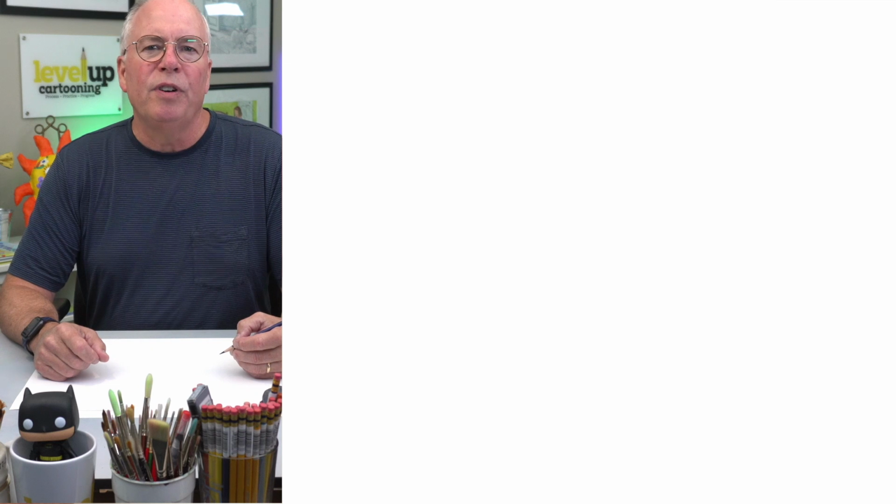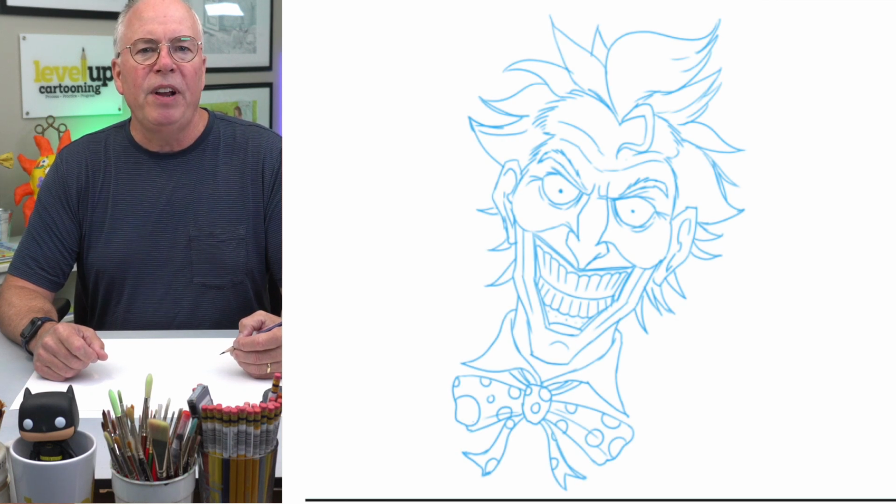We're going to draw our version of the Joker step by step, giving you the secret formula to be able to draw him again and again. We're only focusing on the Joker's face today, so we won't have to worry about pegging his other proportions. That said, we want to make sure we get our facial features correct.